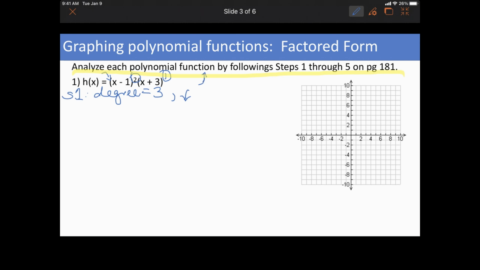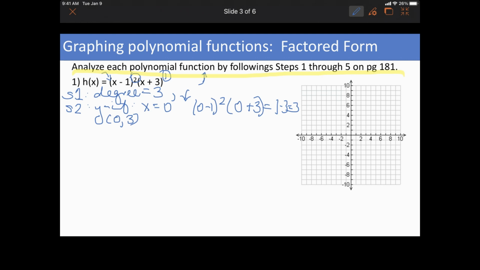Okay, step 2. Find the intercepts. Well, the y-intercepts are always easy. Remember how I told you at the very beginning? You're going to have to do it over and over again, and it's still the same. Let x equal 0. Now, it's a little bit different than this because it's not in standard form. So you actually have to put in 0. So you're going to do 0 minus 1 squared, 0 plus 3. So this is going to be 1 squared is 1 times 3 is 3. So the y-intercept is (0, 3).